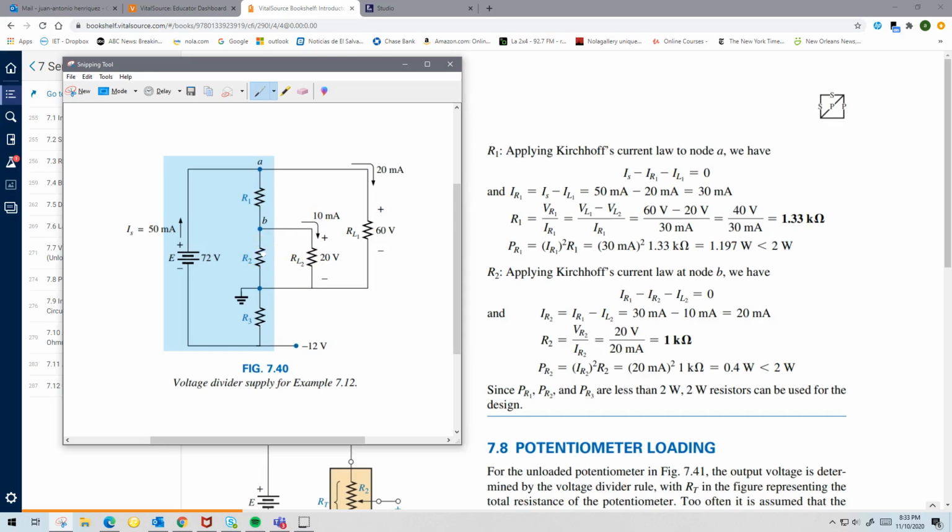Right away. But you can do the same thing by looking at the currents coming in plus the current coming out, which is this equation. So right away, that current is 20 milliamps. You know the voltage across R2 is 20 volts, they're in parallel. So now you have your resistor of 1 kilo ohm. If you apply the power formula, then you get the power absorbed by that resistor is 0.4 watts. It's less than 2 watts. So for all those cases, the power absorbed by each of the resistors is less than 2 watts. So we can use 2 watt resistors for the design. Okay?